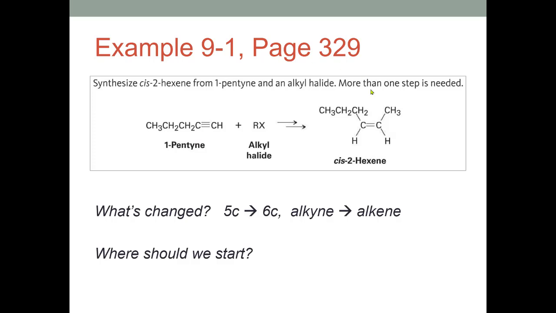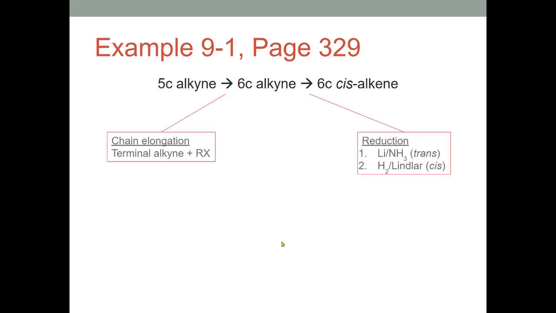All right, I know how to do that with an alkyl halide, so that's good. I also need to go from a triple bond to a cis double bond. I know how to do that with partial reduction. So I have two steps. Where do we start? Well, you can either write out how you would extend the chain to go from a 5-carbon to a 6-carbon alkyne. That's sort of a forward direction.